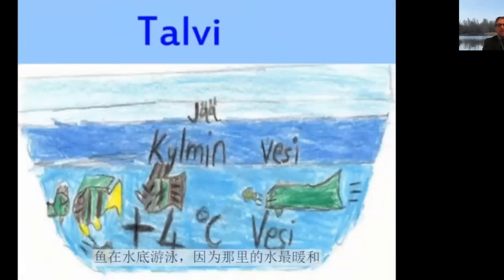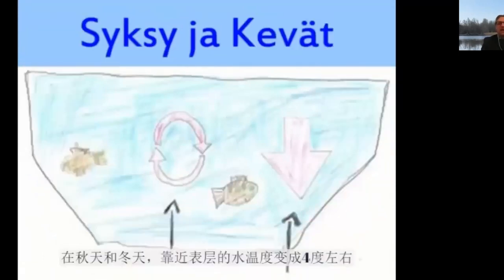So they're swimming near the bottom because it's where it's warmest. And this is autumn and spring.